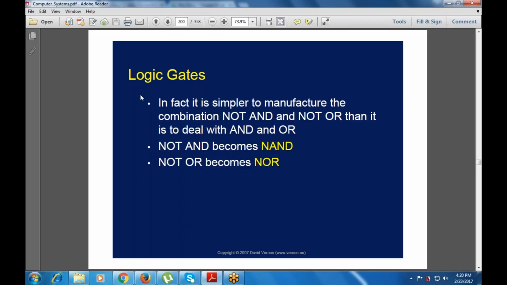Now, what are the logic gates? In fact, it is much simpler to manufacture the combinations NOT AND and NOT OR than it is to deal with AND or OR alone. So, whatever is possible to manufacture, it is manufactured using a combination of NOT with AND or OR. Now, when we use NOT and AND, that becomes NAND. So whenever I combine the NOT and the AND, that becomes NAND. That is the NOT of the AND. Then, when it is used with NOT and OR, it is called a NOR. That is the NOT of OR.